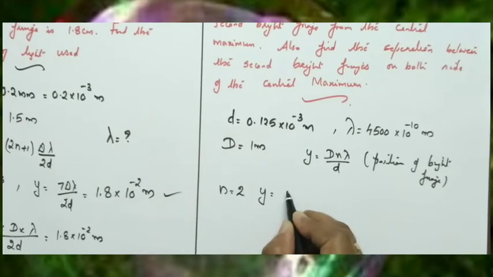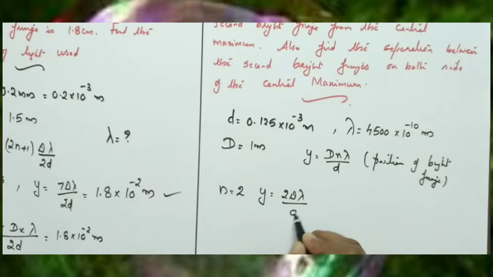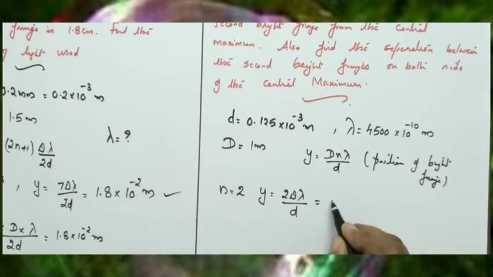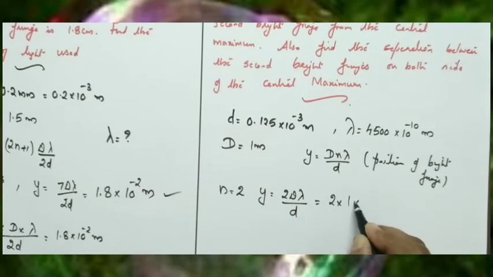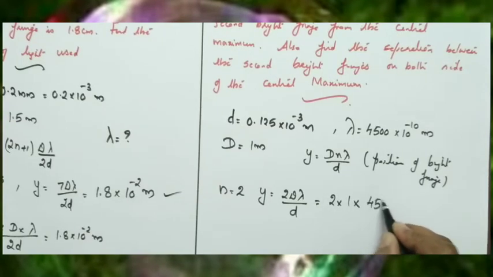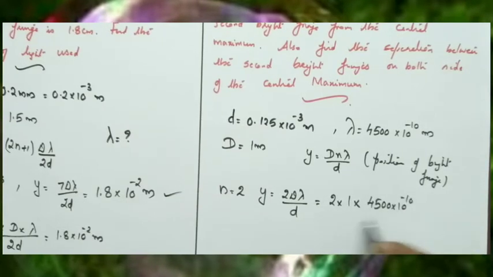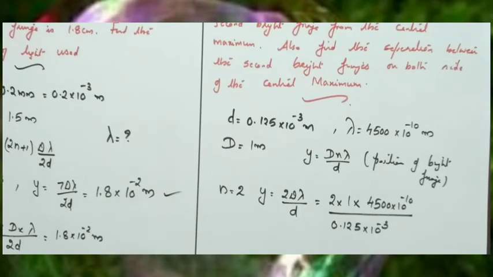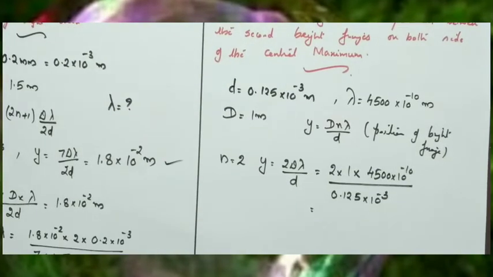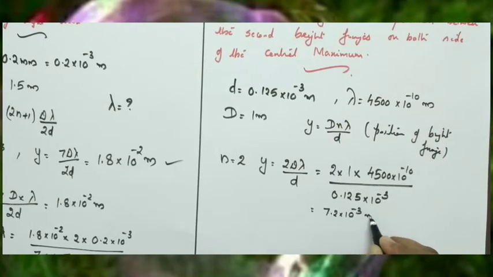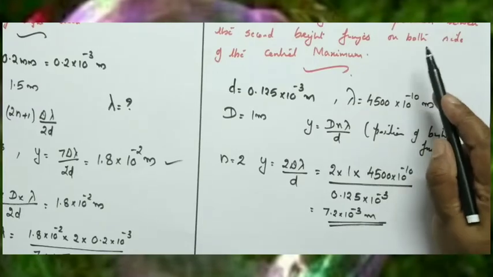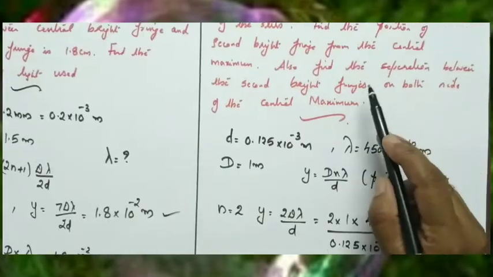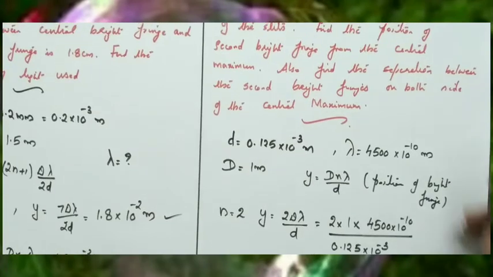So y equal to 2D lambda by d. We have to find out y, no? So just substitute 2 into capital D, which is given, lambda is 4500 into 10 raised to minus 10 meter, divided by small d, which is 0.125 into 10 raised to minus 3. After simplification we will get the answer as 7.2 into 10 raised to minus 3 meter. So this is the position of the second bright fringe from the central maximum. So the first part is over.